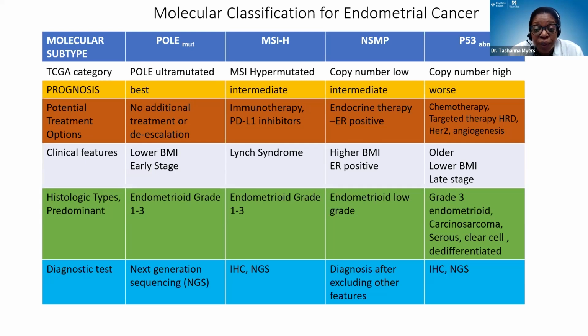And then P53 abnormal, unfortunately has a slightly worse prognosis, and the potential treatment options include chemotherapy or targeted therapies. These patients are going to have a lower BMI, and present at later stage. And these histologies are going to be really more aggressive. So grade 3 endometrioid, carcinosarcoma, serous, clear cell. Our diagnostic tests are going to include immunohistochemistry and next-gen sequencing.